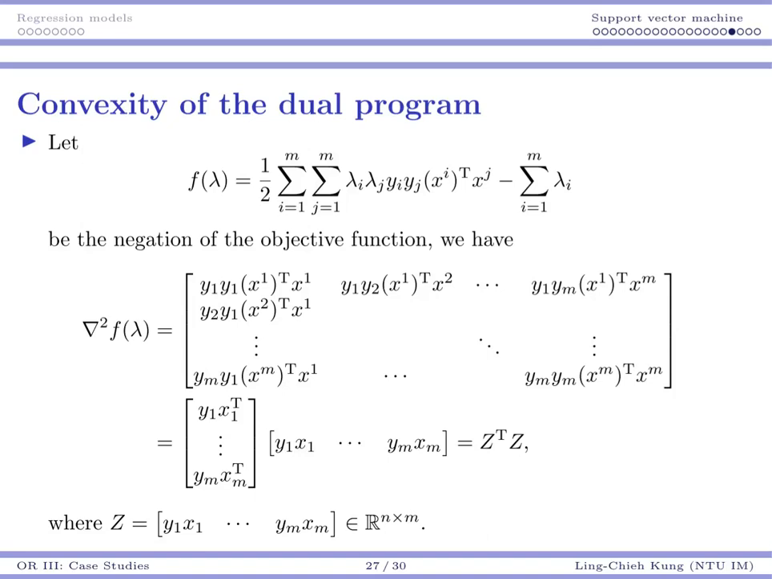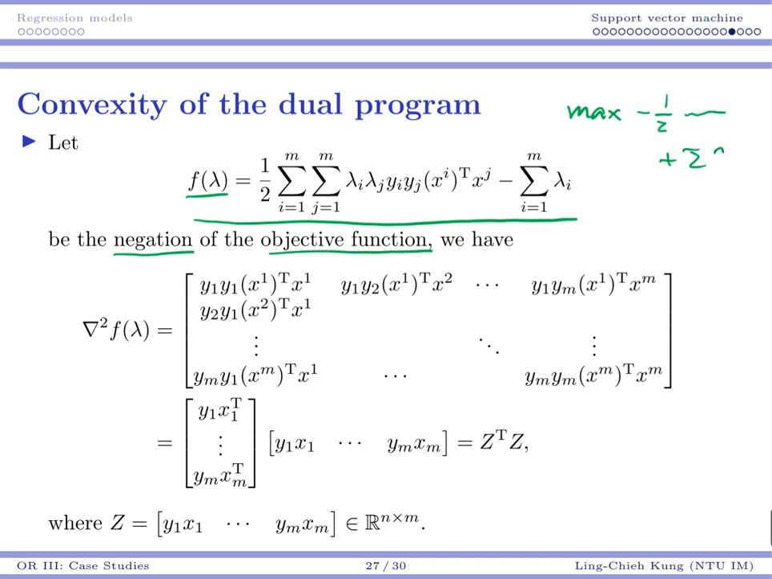Okay, so that's proof that the dual program is a convex program. So obviously, the only thing that we need to worry about is the objective function. So let f be the negation of the objective function, because previously we wanted to maximize negative 1/2 of blah blah blah plus the sum of lambda i. If we want to maximize a concave function, we need to minimize some kind of convex function.